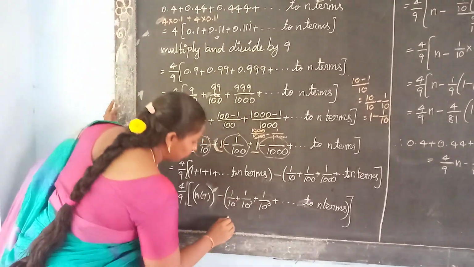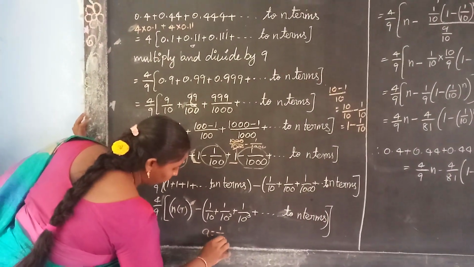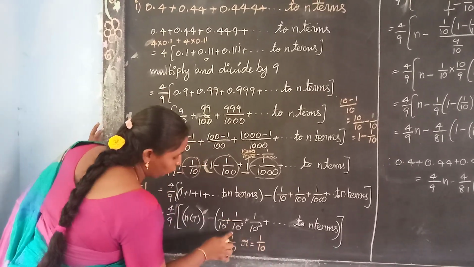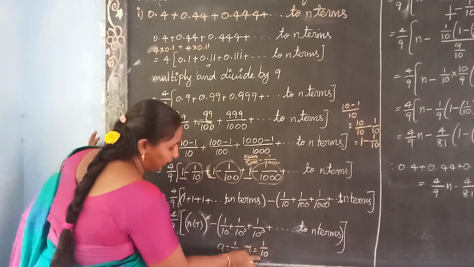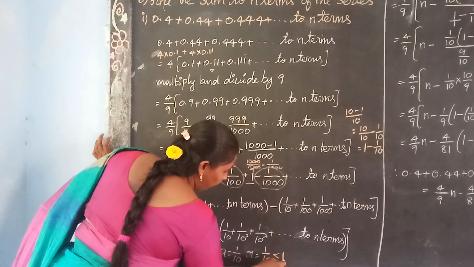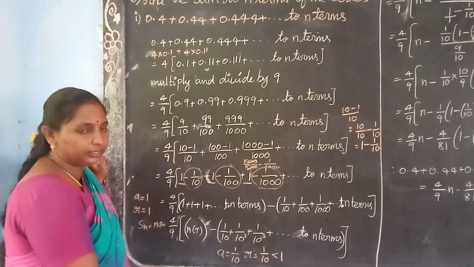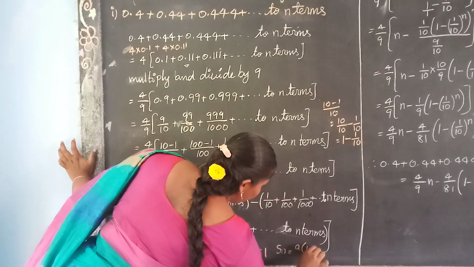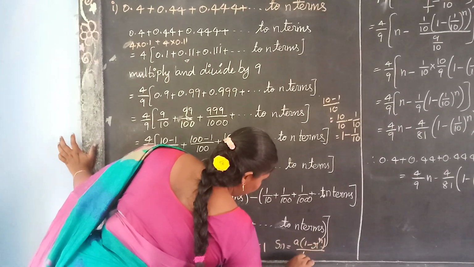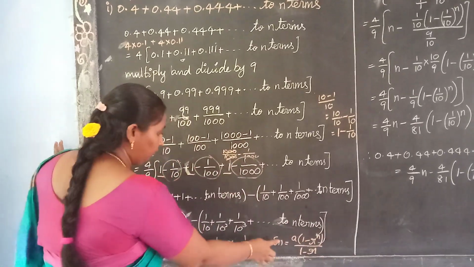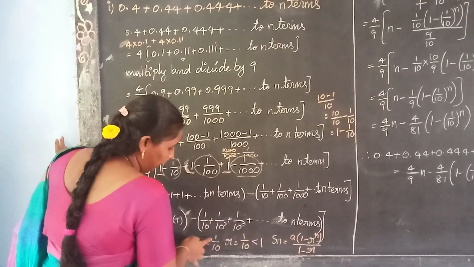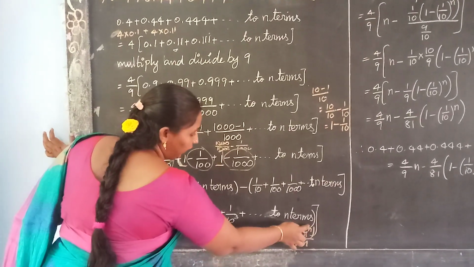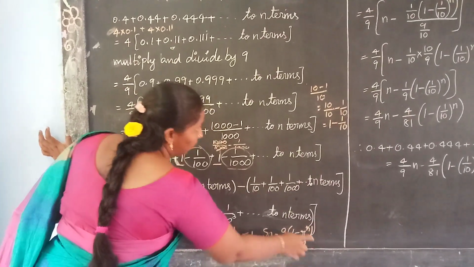Am I right? So the first term is A equal to 1 by 10 and R will also be 1 by 10. That is T2 by T1. If you find that, you get 1 by 10, which is less than 1. So R is less than 1. Now what is the Sn formula? Sn equal to A into 1 minus R power n by 1 minus R. So what will you get here? Sn, with A value 1 by 10, into 1 minus 1 by 10 whole power n, divided by 1 minus 1 by 10.